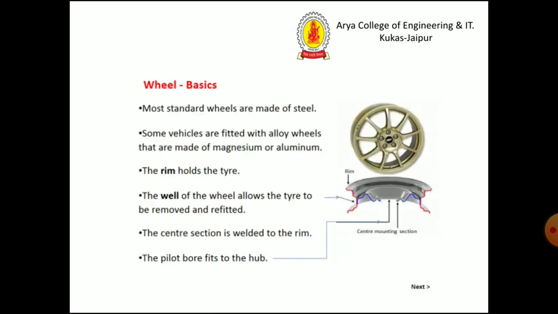The basics of the wheels: most standard wheels are made of steel. Some vehicles are fitted with alloy wheels that are made of magnesium or aluminium. The rim holds the tire. The well of the wheel allows the tire to be removed and refitted. The center section is welded to the rim. The pilot bore fits to the hub. So this is the constructional detail of a wheel.